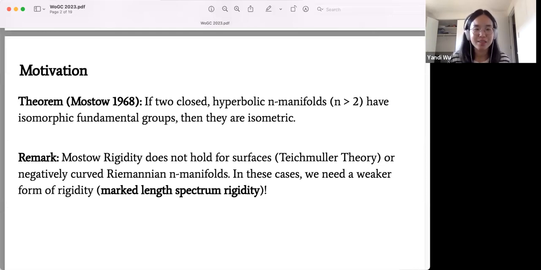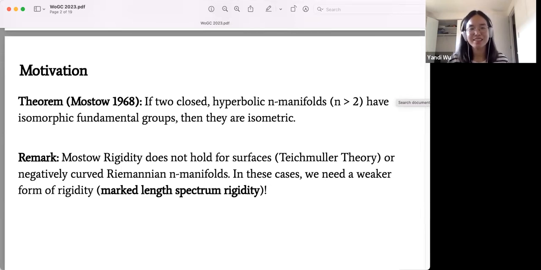Some remarks here: first of all, Mostow rigidity does not hold for surfaces. This is a result of Teichmüller theory. If you know any Teichmüller theory, you might know that there's a whole Teichmüller space worth of metrics that you can put on a hyperbolic surface. Hyperbolic means constant curvature -1. Also, if you have variable negative curvature, then you need more conditions, and Mostow does not hold.